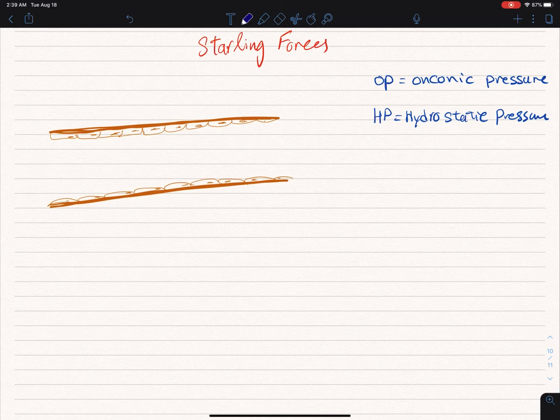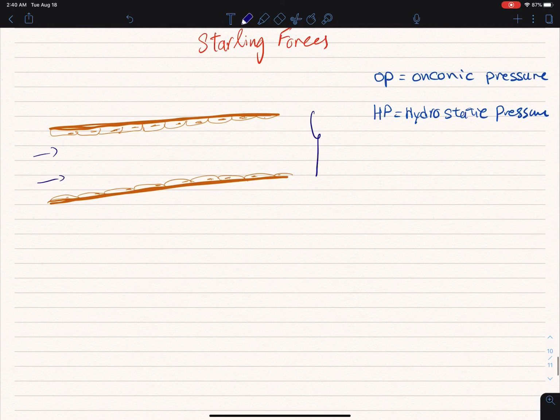All right, let's talk about Starling forces. So as you can see, this is just the normal capillary, and the outside would be the interstitial fluid, which is the interstitial space, and there's blood containing the fluid, flowing this way, and we have something which is called hydrostatic pressure.